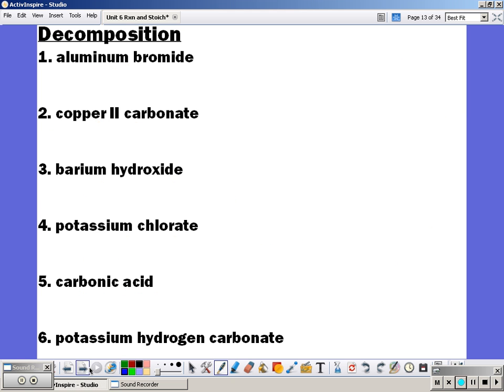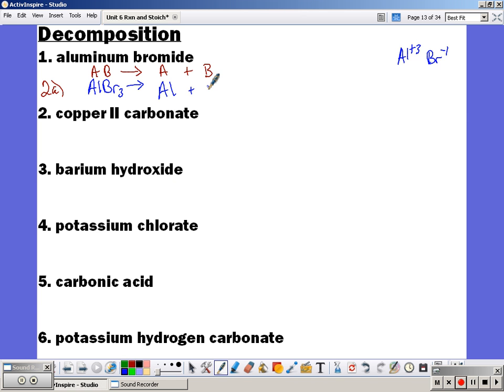Decompositions. Aluminum bromide. Aluminum is +3. Bromine is -1. So we have AlBr3, and that's all they give us. So this has to be a decomposition because we have 1 reactant. It's a binary decomposition because we have 2 elements. Aluminum and bromine will decompose into A plus B. Well, A is aluminum and B is bromine.